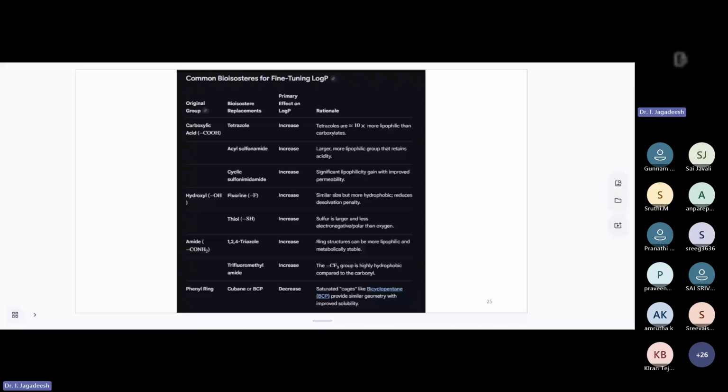Now you see the phenyl rings, if replaced with a bicyclopentane ring, that is called cubane, that decreases the log P value. So these saturated cages, like bicyclopentane BCP, also called cubane, provide similar geometry to that of the phenyl ring, but improved solubility because they decrease the log P values.